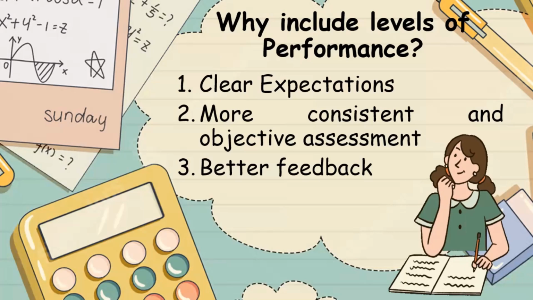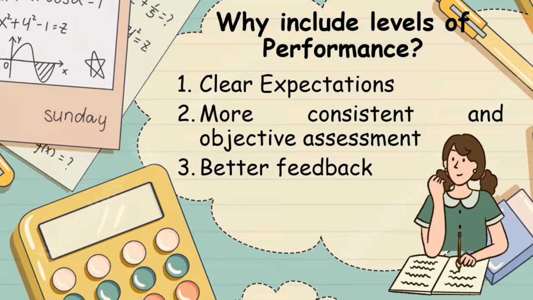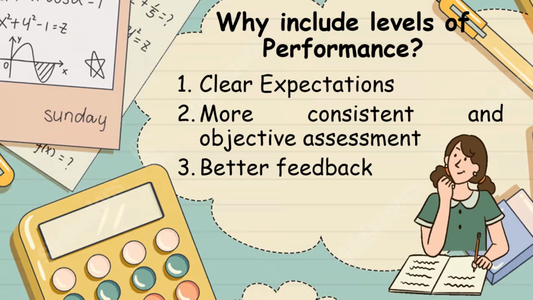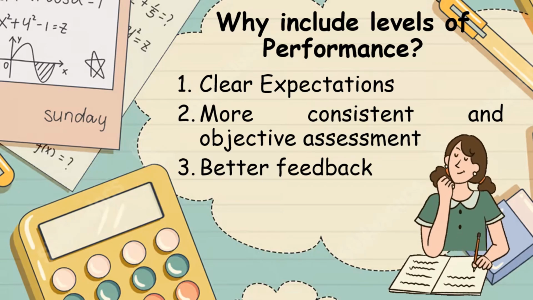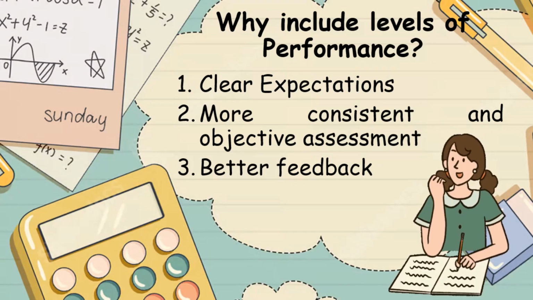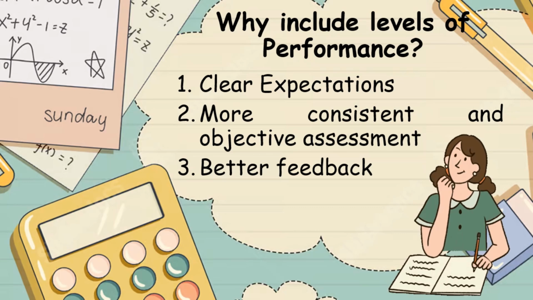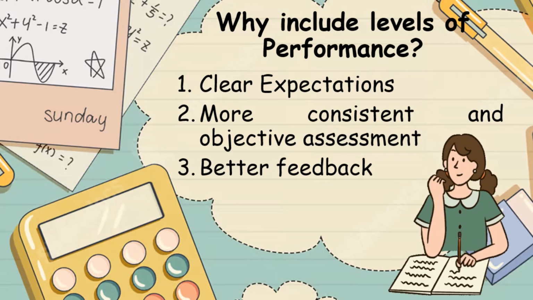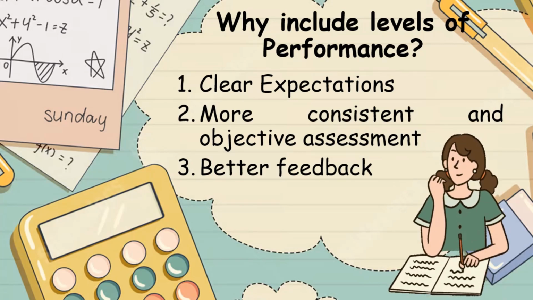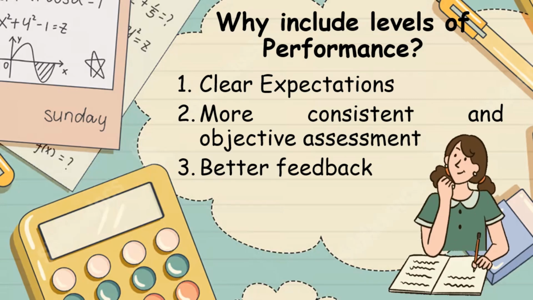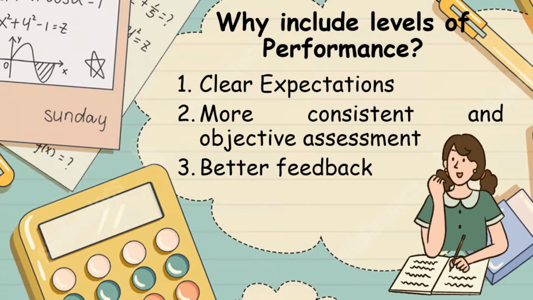So why do we have to include levels of performance? So number one reason is clear expectation. So it is very useful for the students and the teacher if the criteria are identified and communicated prior to completion of the task. So students know what is expected of them and teachers know what to look for in student performance. So similarly, students better understand what good or bad performance on a task looks like if levels of the performance are identified, particularly if the descriptors for each level are included.